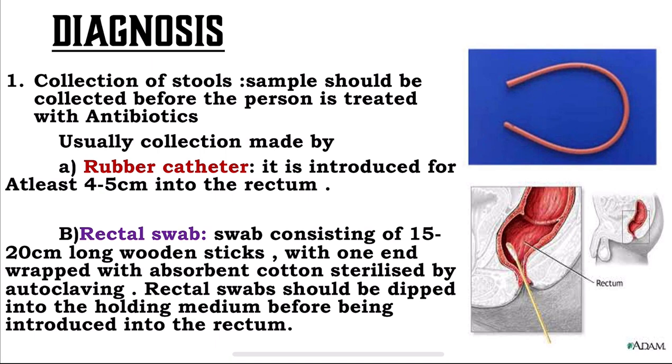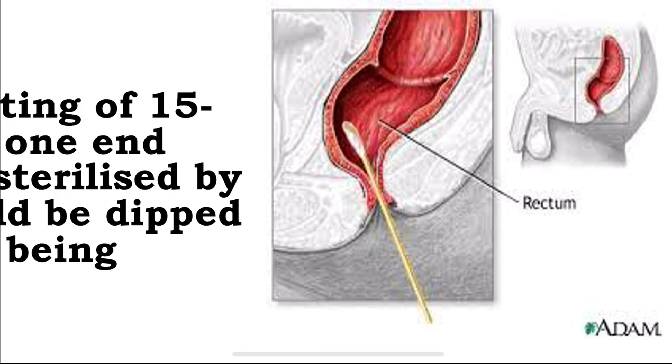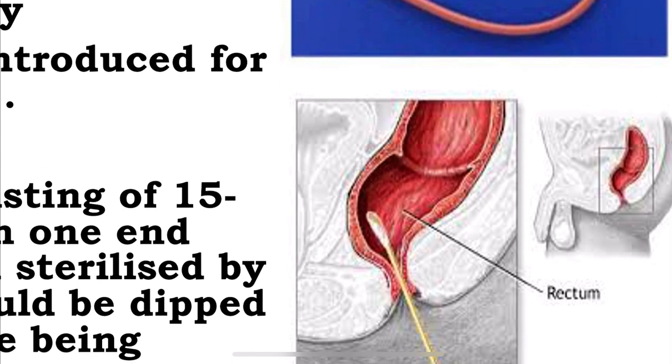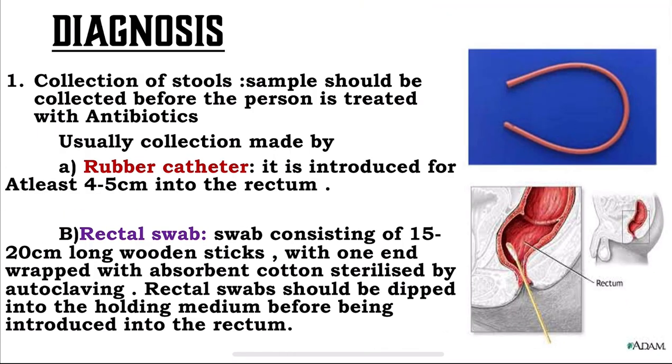The rectal swab, we are going to rub gently in a clockwise direction in the rectum. This swab consists of a 15 to 20 centimeter long wooden stick with one end wrapped with absorbent cotton, which is sterilized by autoclaving. The rectal swabs should be dipped in the holding medium before being introduced into the rectum.